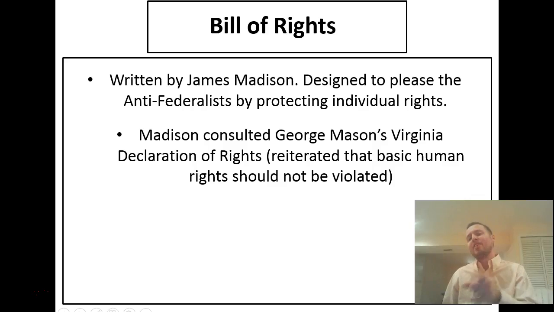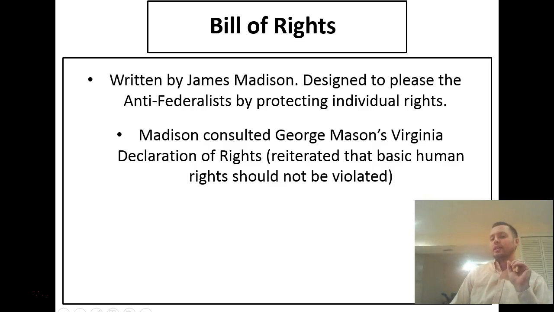It didn't have anything about religion. And Madison knew he needed something about religion. But it's got a tremendous amount of individual rights: freedom of speech, freedom of the press, right to keep and bear arms, rights against unnecessary search and seizure. George Mason is the Virginia Declaration of Rights.